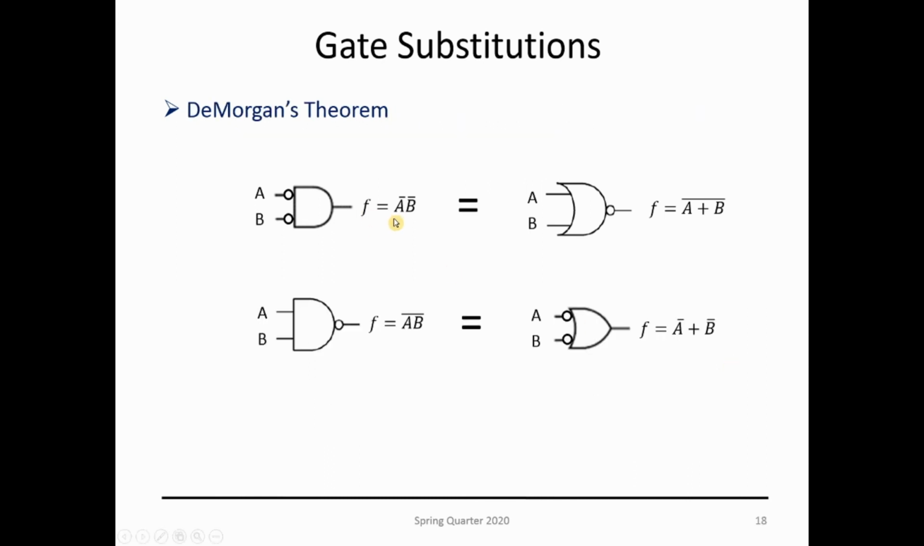This is the same thing with the Boolean expressions: negating the inputs of my AND is the same thing as negating the output of the OR gate, and negating the output of an AND is the same thing as negating the inputs of an OR gate. And this is the Boolean expression. So these are called De Morgan's theorems.